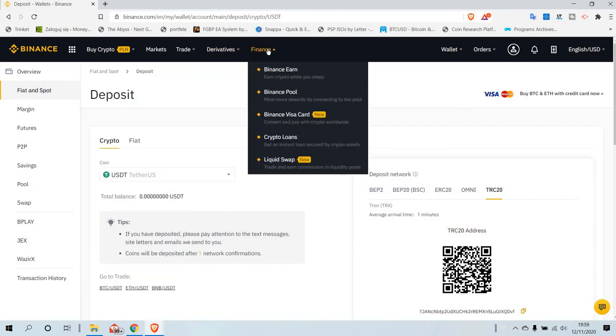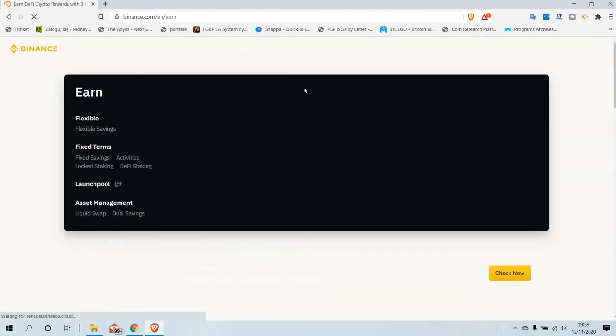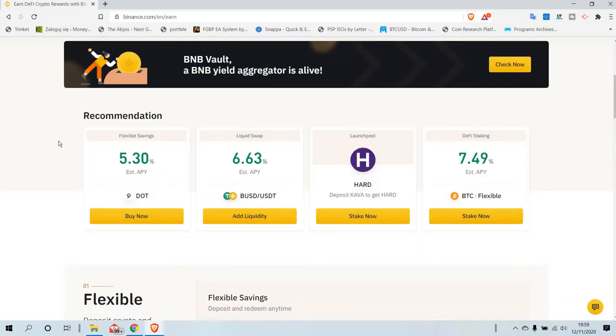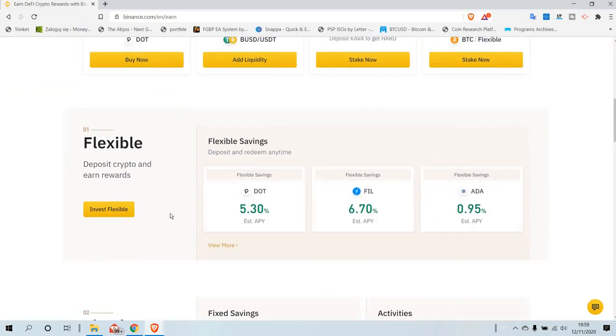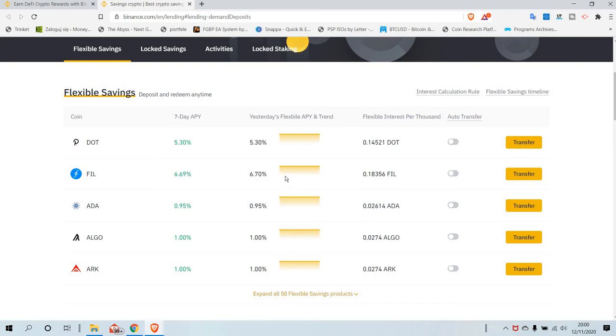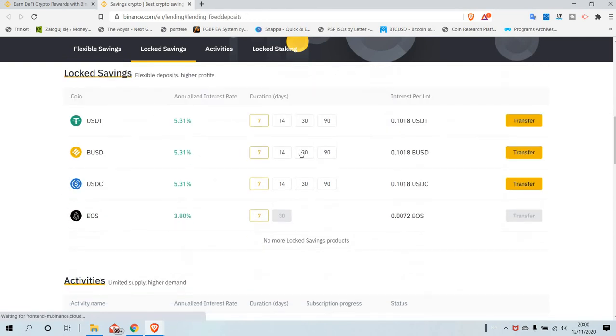What other options do we have in here? We have savings, we have earnings. Let's look at this Binance Earn. Here it is. We have Polkadot recommendations. Here is flexible savings, where we don't need to lock our assets. Let's see what they have on offer for today. Yes, 5%, 6% is pretty good.